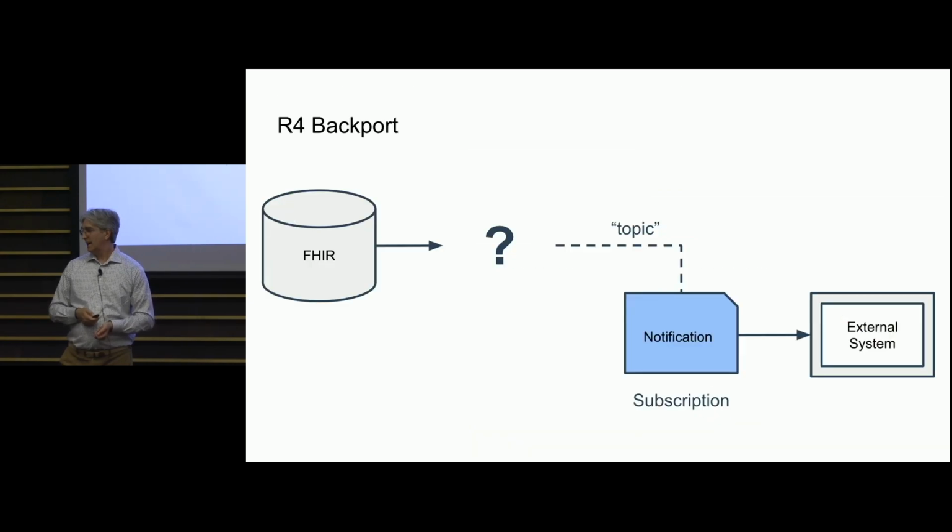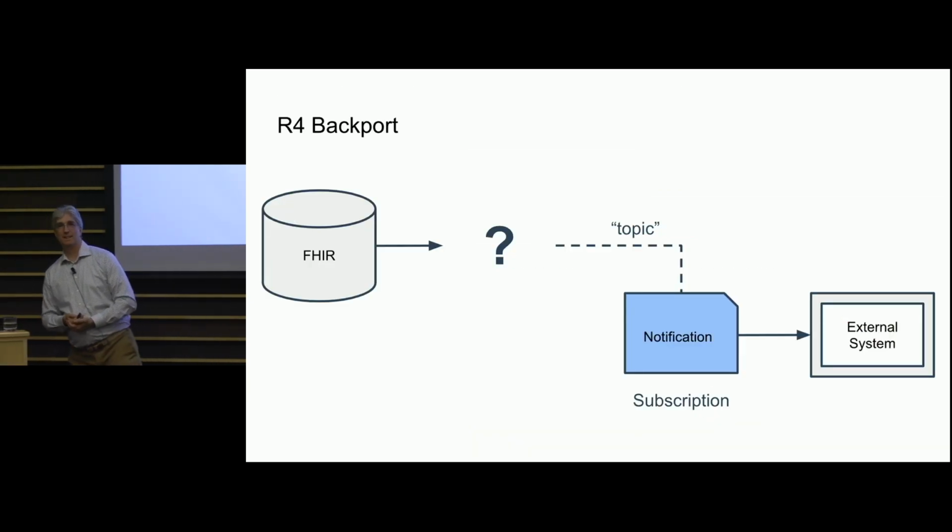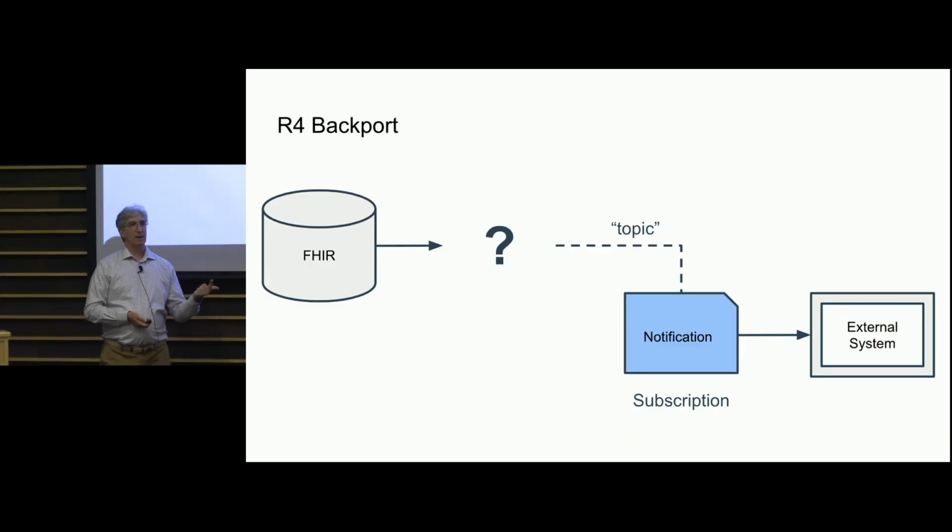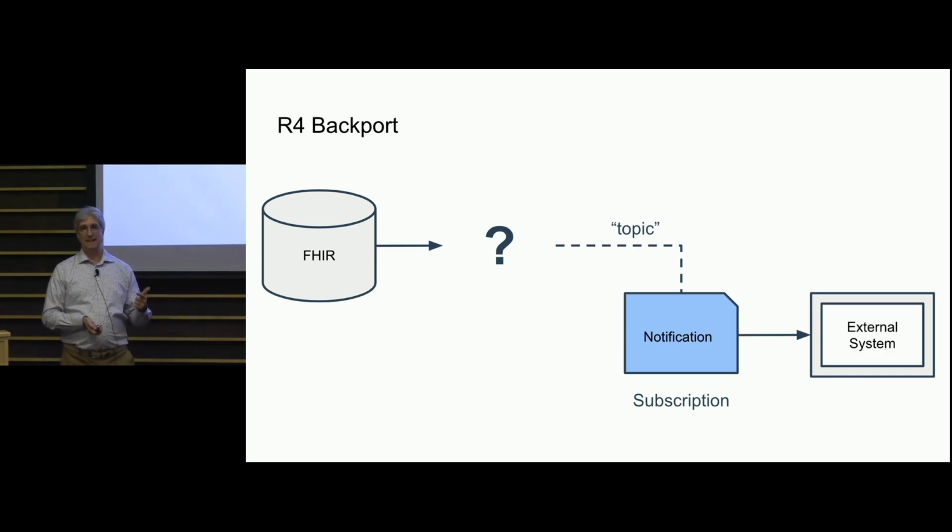All right, so now let's talk about the backport. With R5 and R4B, it's straightforward. The trigger piece, there's a resource that has all the details about the trigger. What do you do with that for the R4 backport? There's no resource to put that in. You've got a topic that's in your subscription, but who's going to call the topic?